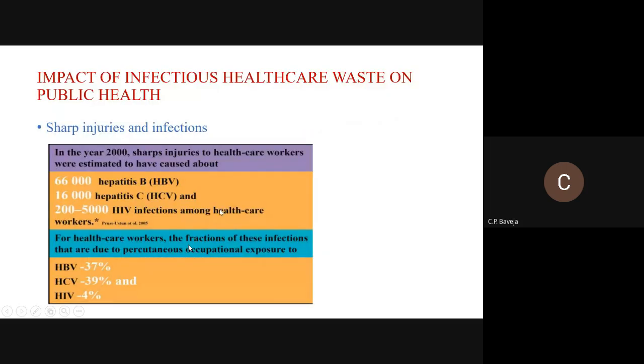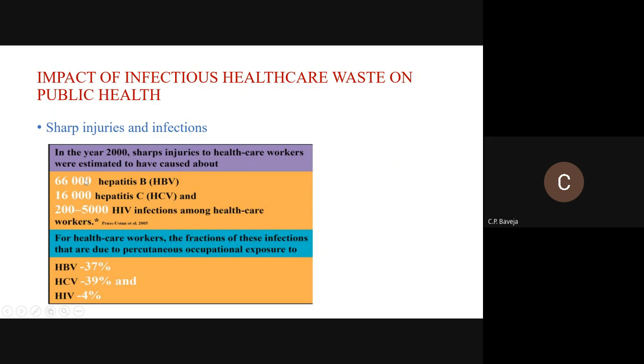Impact of infectious healthcare waste on public health. Sharp injuries and infections, like hepatitis B, hepatitis C, HIV. In the year 2000, sharp injuries to healthcare workers were estimated to have caused about 66,000 hepatitis B infections. Hepatitis B is a DNA virus, and then 16,000 hepatitis C, an RNA virus. All of these are bloodborne. And then 200 to 5,000 HIV infections among healthcare workers.